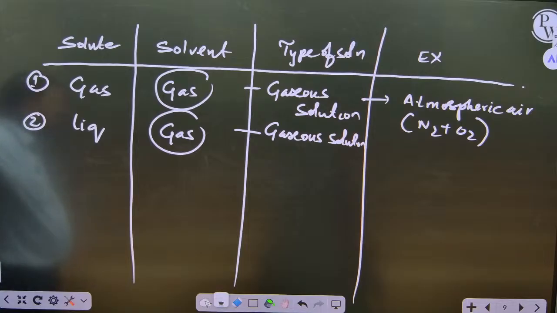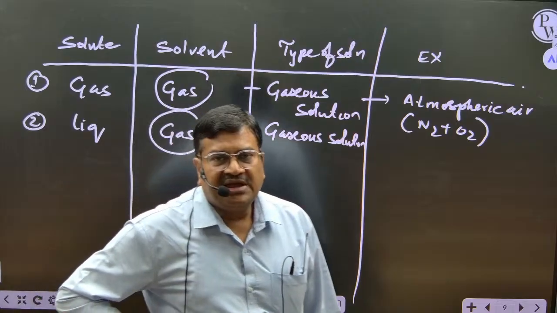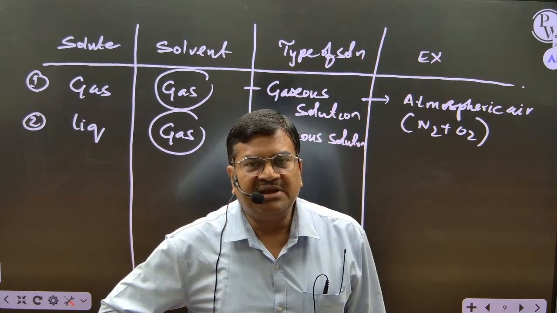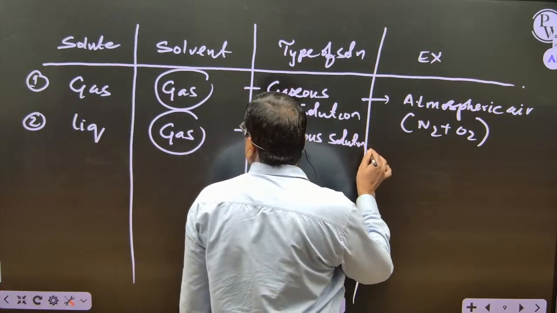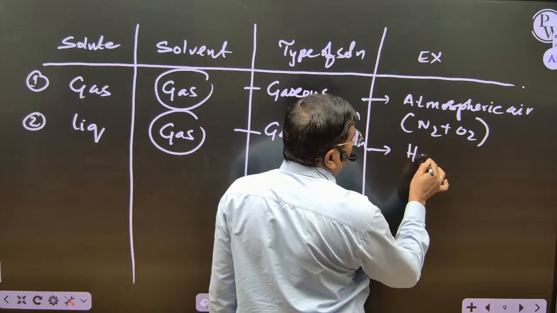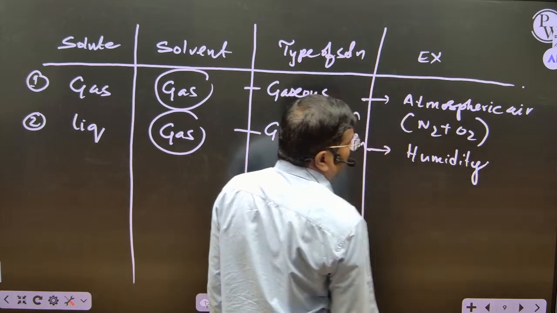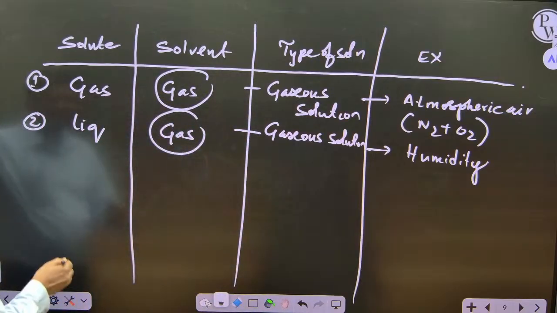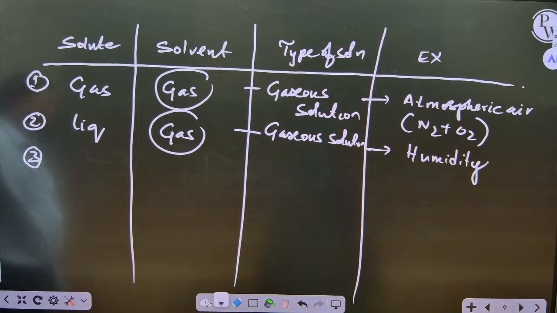Can you give example, students? What will be the example for liquid in gas? We can take humidity. You know, in humidity will have what? Liquid droplets in air, moisture. So example for liquid in gas, what we can take? Humidity. That is water droplets present in where? Air. Following right? This third category, see, the third category I am taking solid present in liquid.